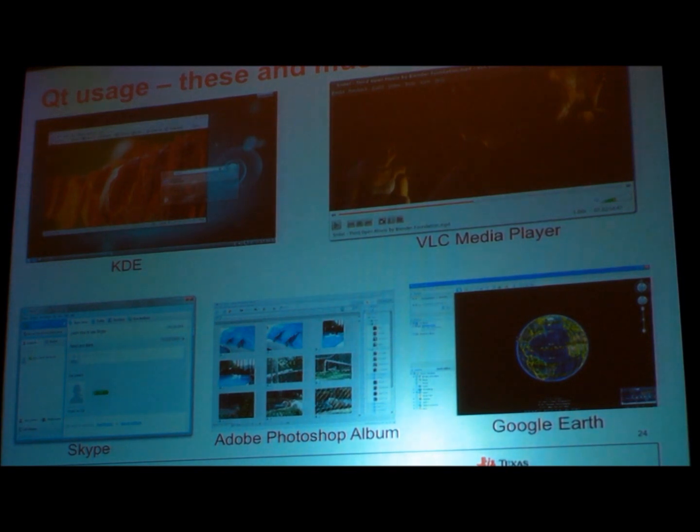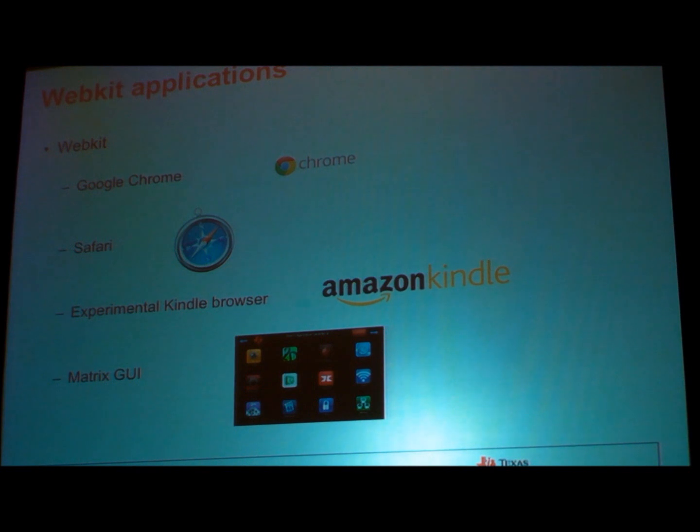And a lot of the applications that you use today were built using Qt. If you're using the KDE desktop, that's built using Qt. The VLC media player was built using Qt. Skype, Adobe Photoshop Album, even things like Google Earth. And then the code base for the web browser is WebKit, and that's shared with a lot of the browsers that you've probably interacted with, be it Chrome, the iOS browser on the iPhone, Safari for the desktop. Things like the Amazon Kindle utilize WebKit, and our little Matrix GUI example.